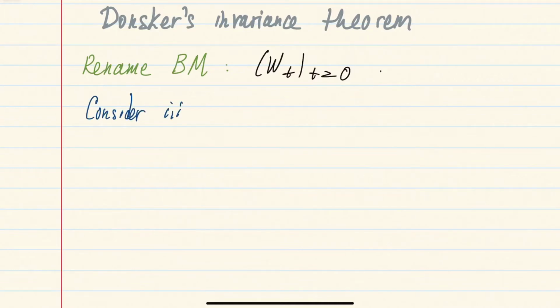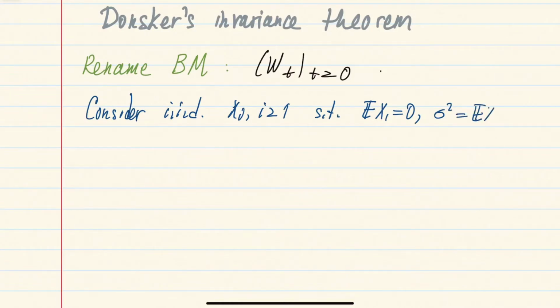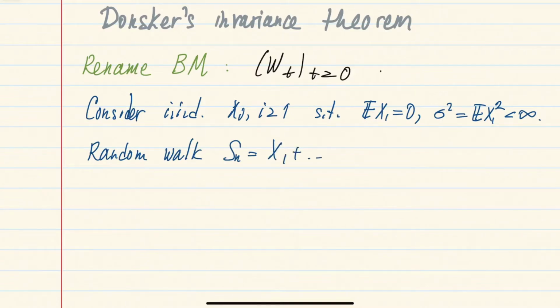Okay, and then we'll consider some IID sequence X_i for i greater or equal than 1, such that these random variables are centered and have a finite second moment, or finite variance. So we'll denote by sigma squared the expectation of X squared, which we assume to be finite. And our usual random walk is given by just the sum of X_1 through X_n.